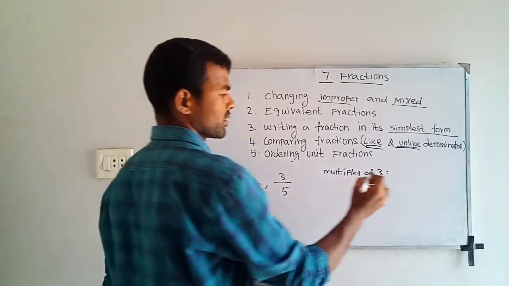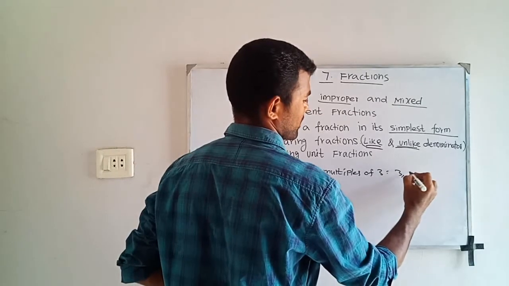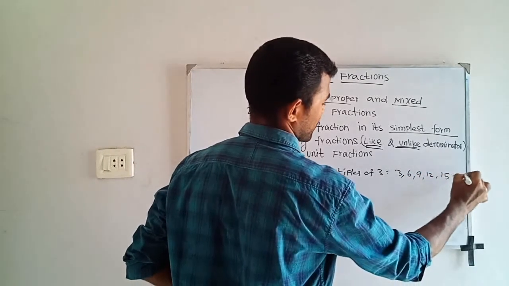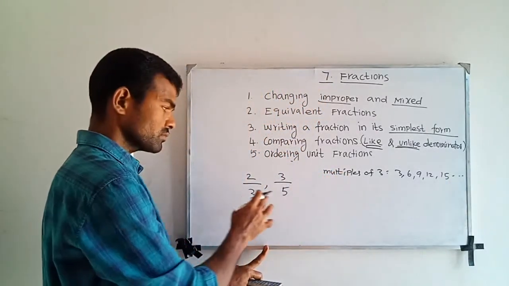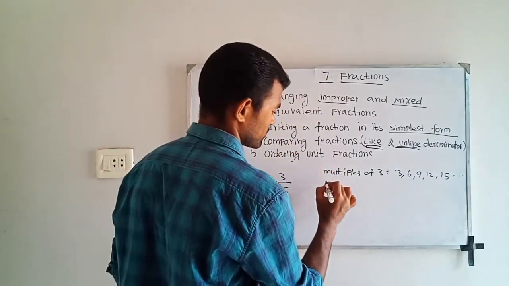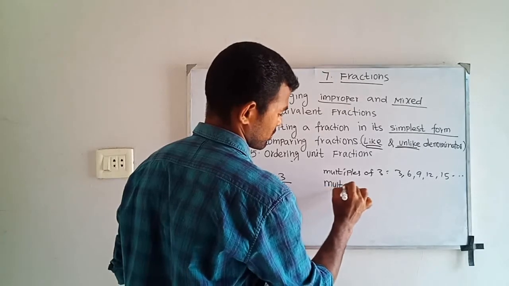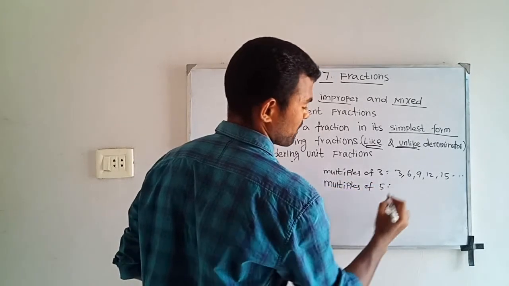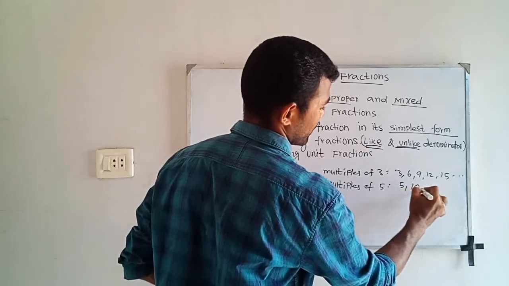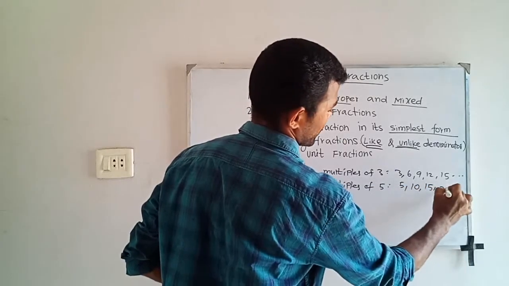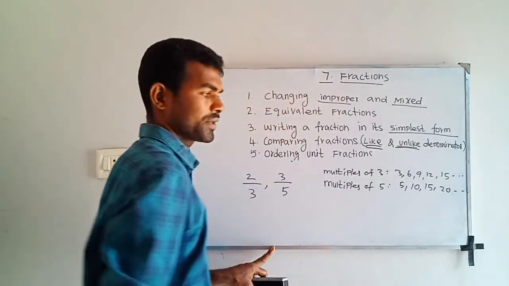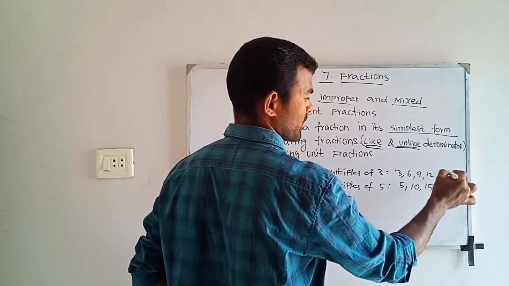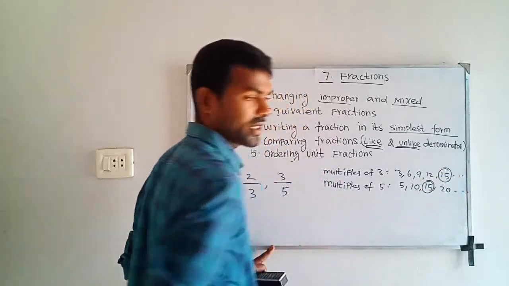Multiples of 3: 3, 6, 9, 12, 15. Yes, no? Then multiples of 5: 5, 10, 15, 20. So see, the first number coming common is 15. Yes, 15.